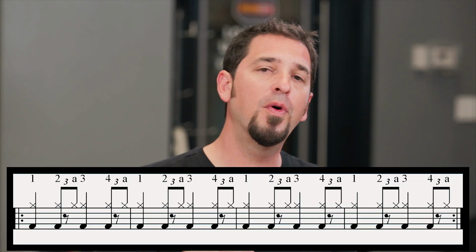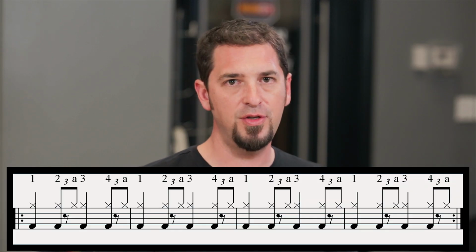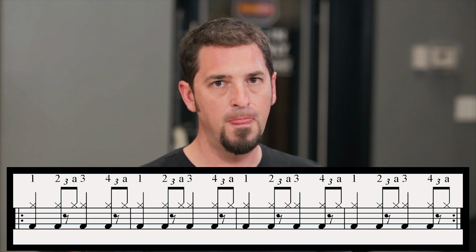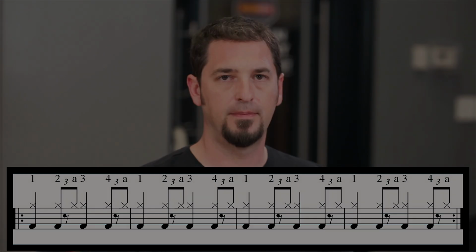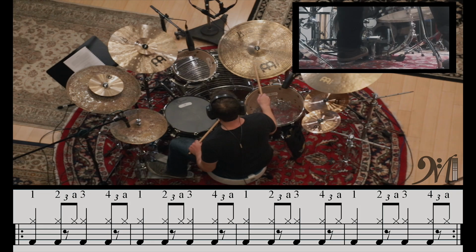Good. Let's start to build our beat then. So now, number 4, same idea, but we're going to add the bass drum in on 1, 2, 3, 4. 1, 2, 3, 4.